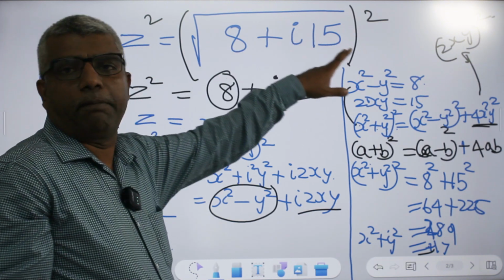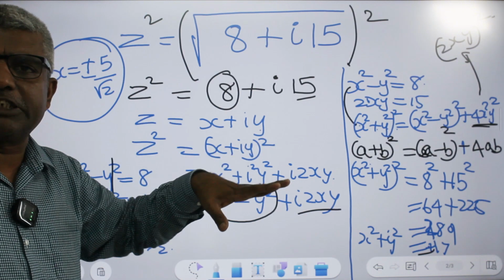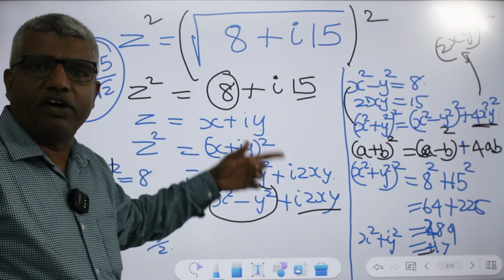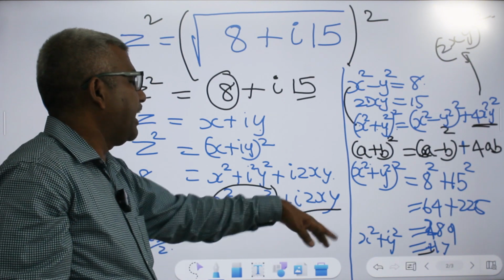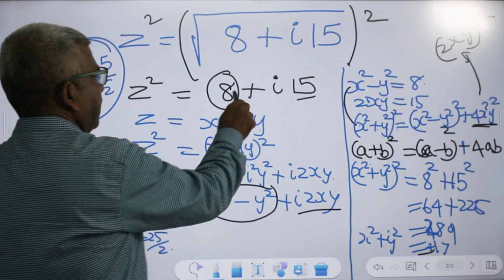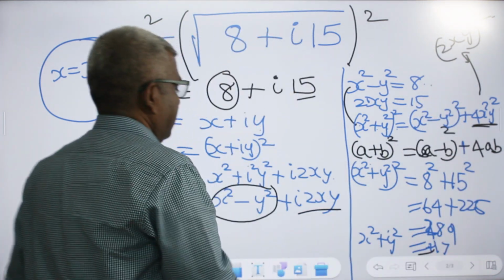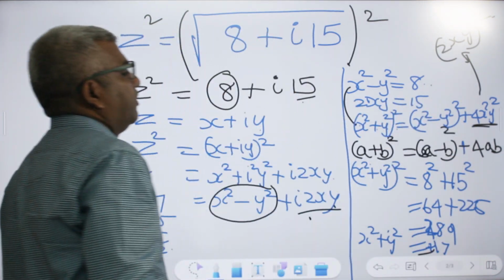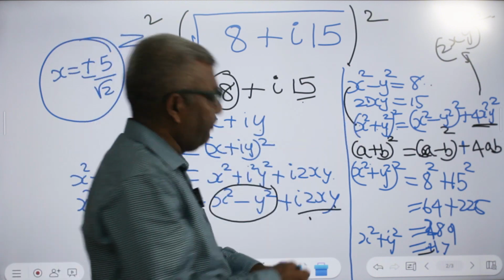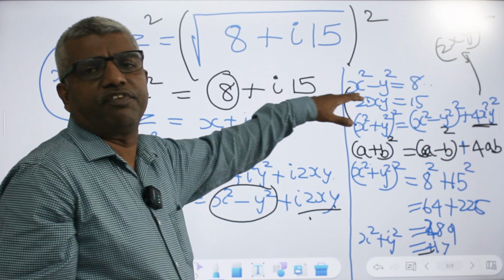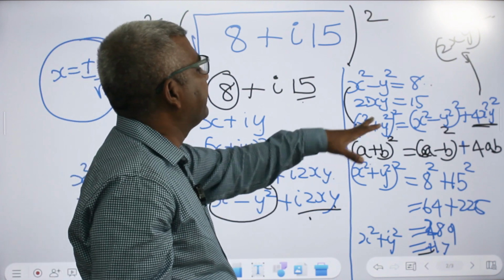Copy down until now. z is equal to the square root of 8 plus i√15. We are squaring on both sides, so z squared is equal to 8 plus i√15; the square root is cancelled. z is equal to x plus iy, so z squared is (x plus iy) whole squared. Then we expand: x squared minus y squared plus i 2xy. Comparing the real part with the real part, x squared minus y squared is the real part here and 8 is the real part here, so x squared minus y squared equals 8. The imaginary part 2xy is compared with √15. Then it is a quadratic equation. Instead of solving the quadratic equation, we are simply finding x squared plus y squared.